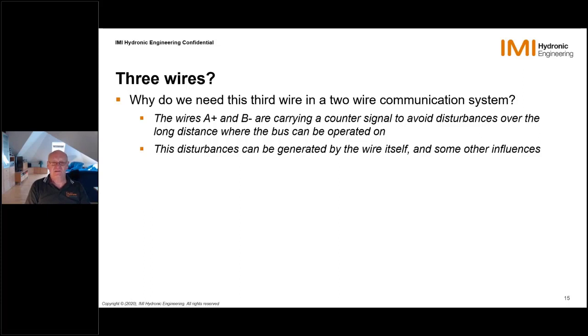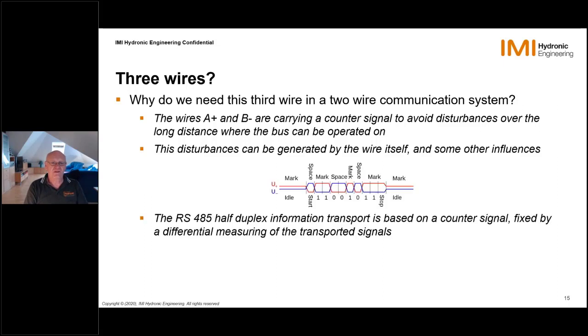And especially in the transportation of data, which are only, let me say, yes and no information, so it's a dual information only. We see, okay, this is what you can read on the internet also. You see the plus and the minus cable, they are carrying counter signals. So always the opposite of the one signal is covered by the other signal. And then the difference between these both is measured.